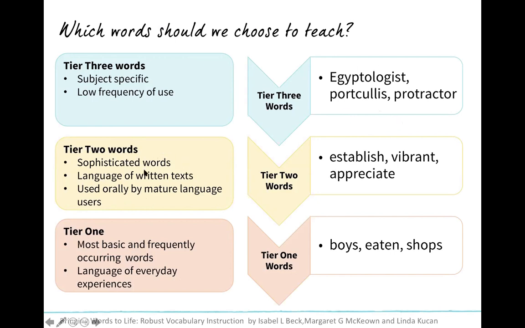Our tier 2 words are the language of written texts, and they're also the language of academia. They're the words that our students need to master to succeed in education as they go through. And tier 1 words are our basic and most frequently occurring words like boys or eaten, shops, words like that we'll hear all the time. So as teachers, we're working around tier 2 and tier 3. And tier 2 are the interesting ones because they're the ones, like approximately there, Stephanie, thank you, the ones that we might see in lots of different places, but they're slightly more sophisticated than the ones we generally hear in the playground.